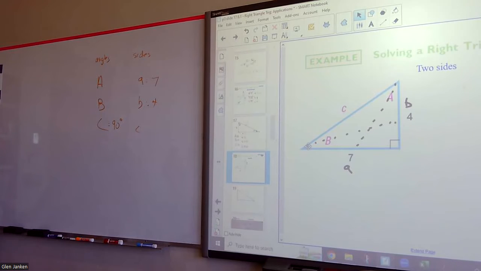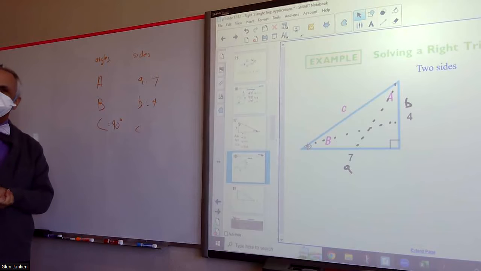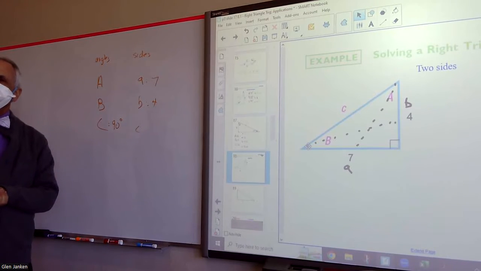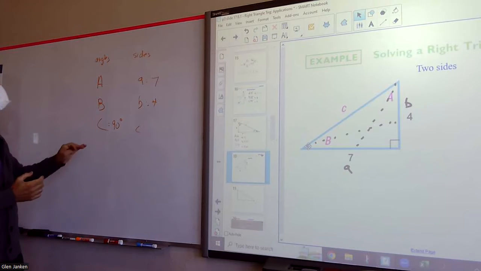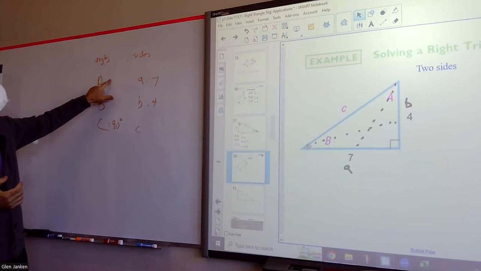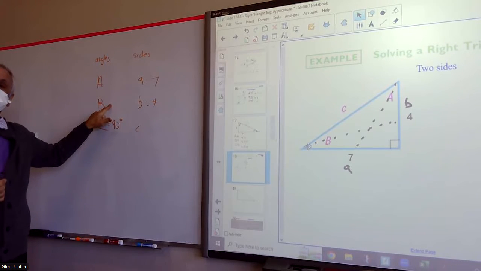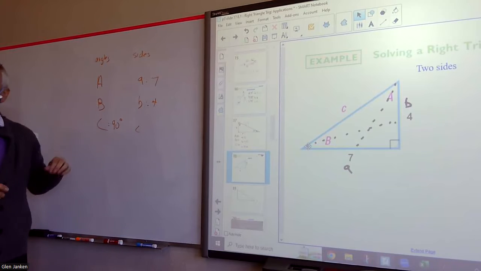So any thought as to what we might want to do here? Amanda, got any thoughts? Well, I guess it's kind of obvious that A and B would split 90, because the total is 180 degrees. That's true. So if we solve A or B, the other one we just subtract from 90.